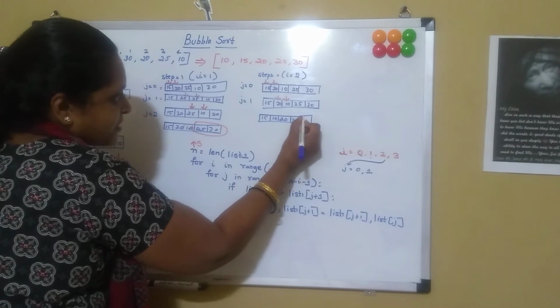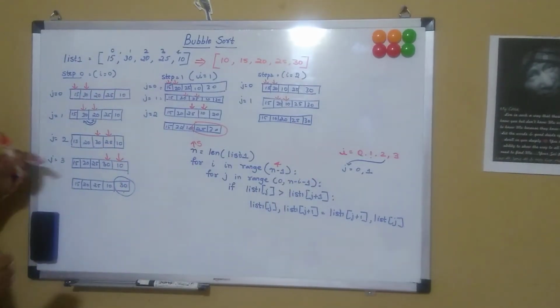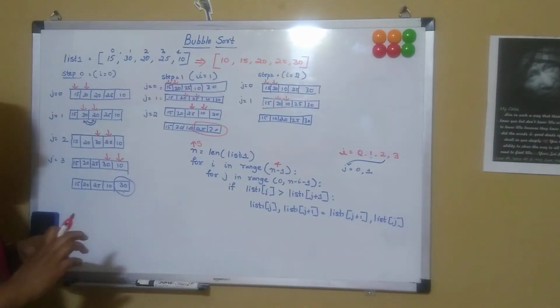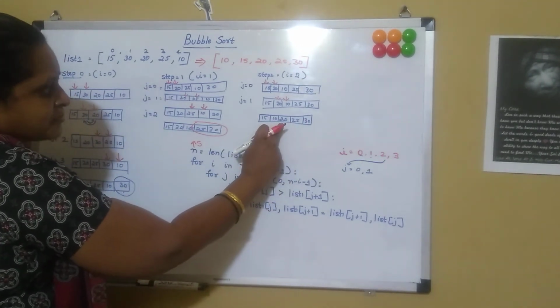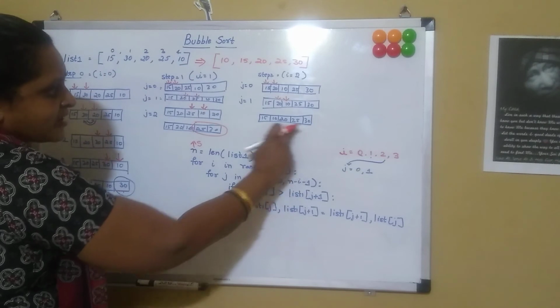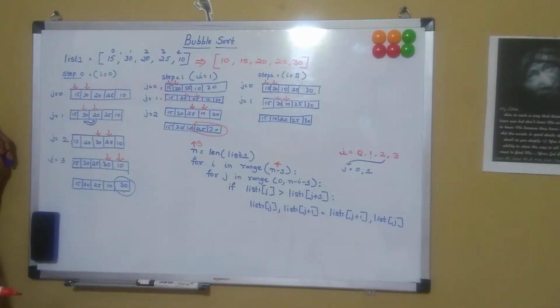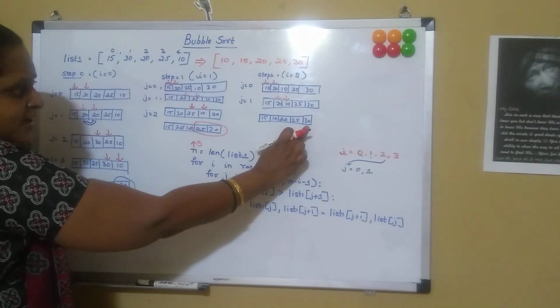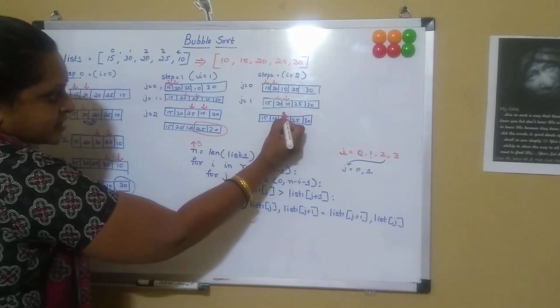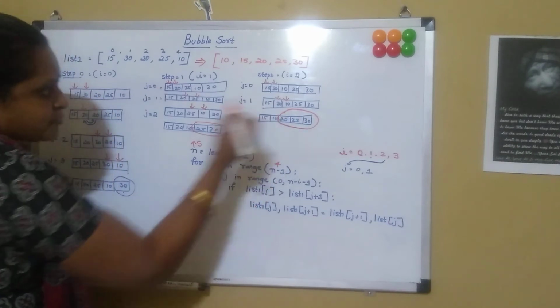25, 30. So in step 2, that is when i equal to 2, we saw the third highest element has occupied the third position from the last. So 30 has gone to the last, then 25 and 20. So these three elements have now been sorted.